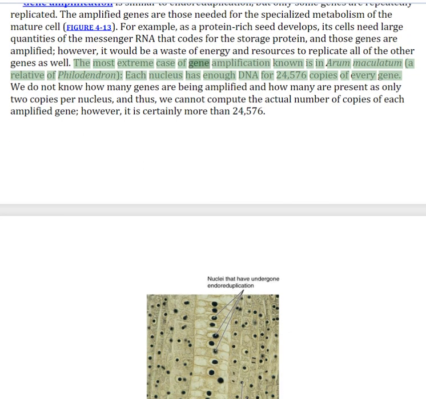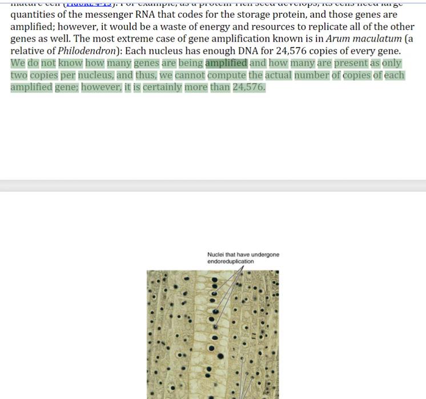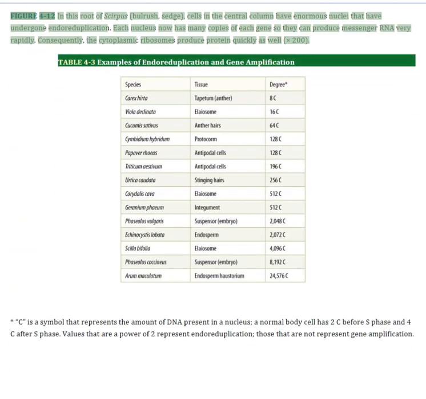The most extreme case of gene amplification known is Arum maculatum. Each nucleus has enough DNA for 24,576 copies of every gene. We do not know how many genes are being amplified and how many are present as only 2 copies per nucleus, and thus we cannot compute the actual number of copies of each amplified gene. However, it is certainly more than 24,576. Figure 4.12: In this root of Serapias, cells in the central column have enormous nuclei that have undergone endoreduplication.